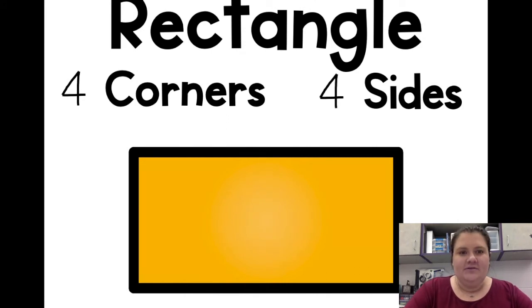A rectangle has 4 corners and 4 sides. And what's unique about a rectangle is you have these sides right here are the same length. And then these 2 sides on the left and the right are also the same length, and they're perpendicular with each other.